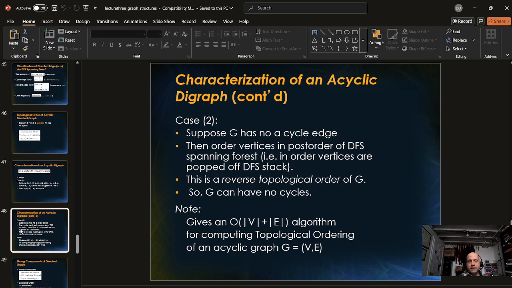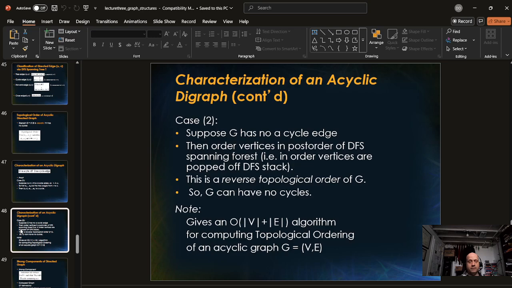Characterization of an acyclic digraph. Case 2, suppose G has no cycle edge. Then order the vertices in the post order of the depth first search spanning forest. For example, in order vertices are popped off a depth first search stack. This is a reverse topological order of G. So G can have no cycles. So this would give a big O of V plus E algorithm for computing a topological ordering of an acyclic graph.